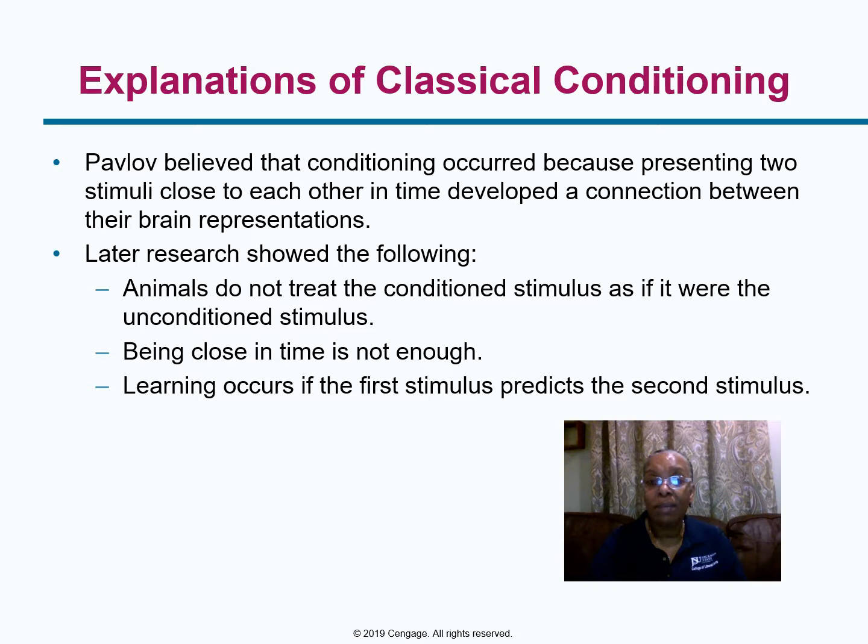Now let's go back to Pavlov. He stated that conditioning depends really on the timing between the conditioned stimulus and the unconditioned stimulus. He surmised that presenting the conditioned stimulus and unconditioned stimulus at nearly the same time will cause a connection to grow in the brain so that the animal treated the conditioned stimulus as if it was the unconditioned stimulus.